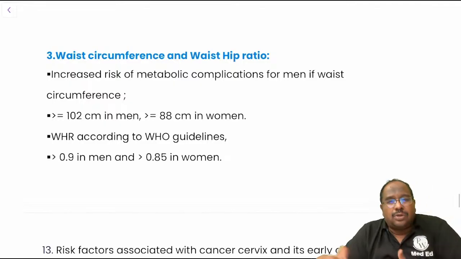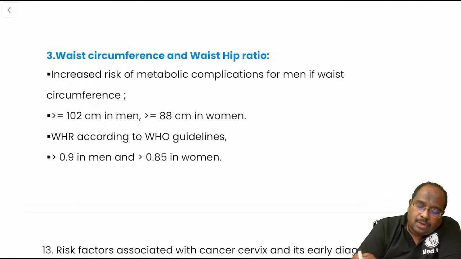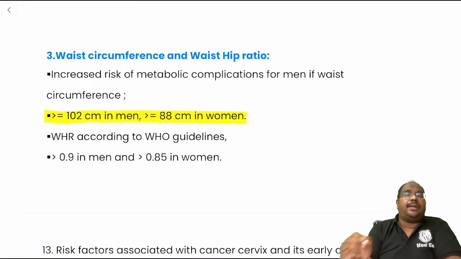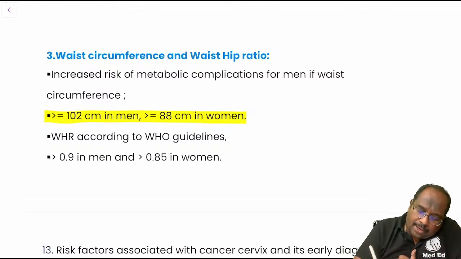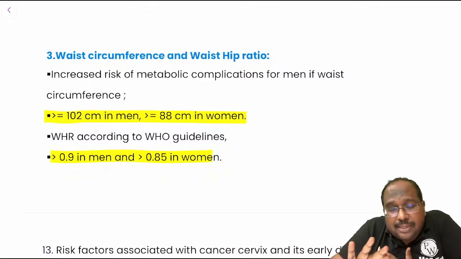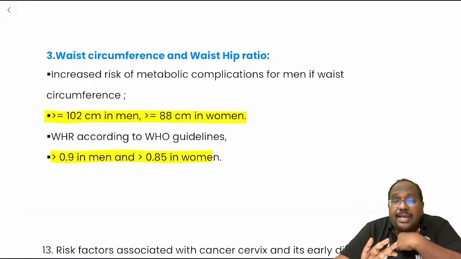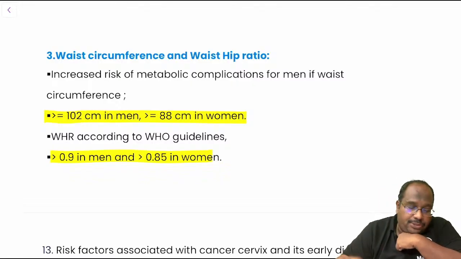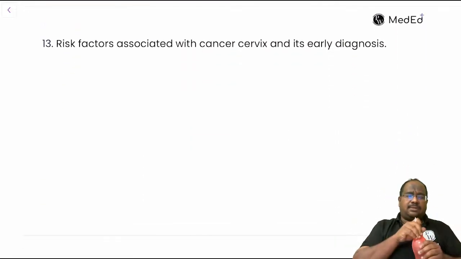What are the other ways? Short notes only we are discussing here. Waist circumference and waist hip ratio. You stick to what is there in the textbook of Park. Equal to or greater than 102 centimeter in males, 88 centimeter in females, and waist hip ratio 0.9 in men, 0.85 in women is considered obesity. So 4 ways we have seen: one is based on body weight, next skin fold thickness, waist circumference and waist hip ratio. This is the last theory question.